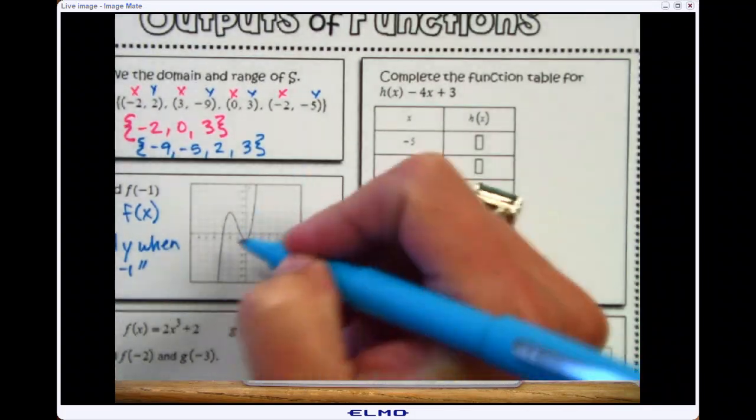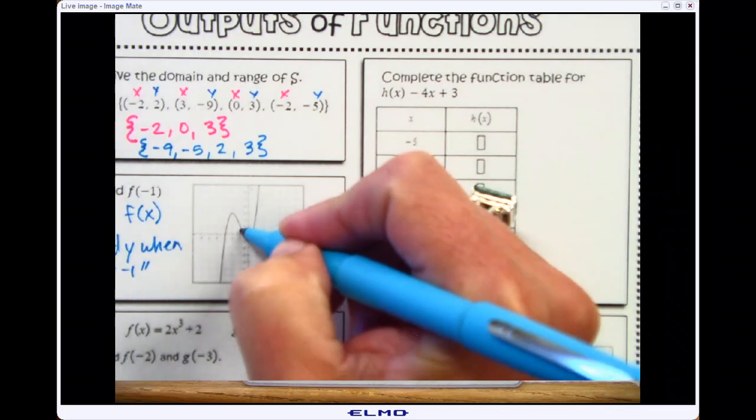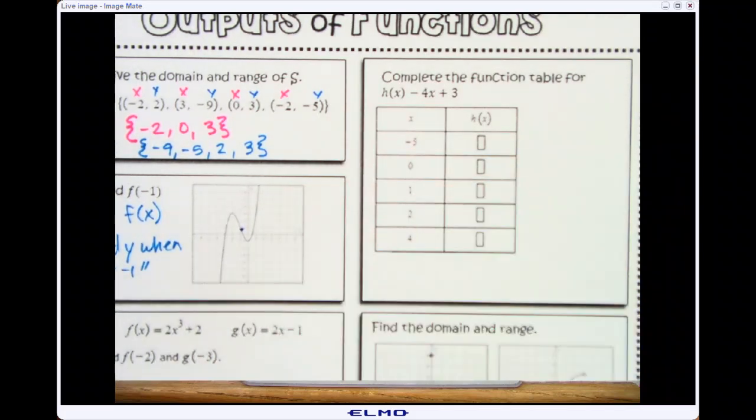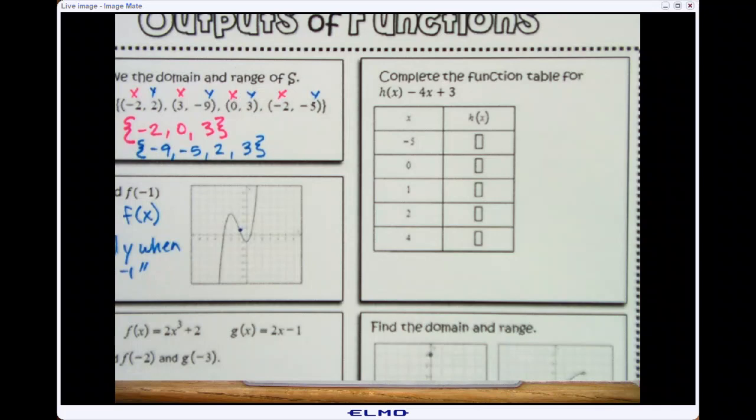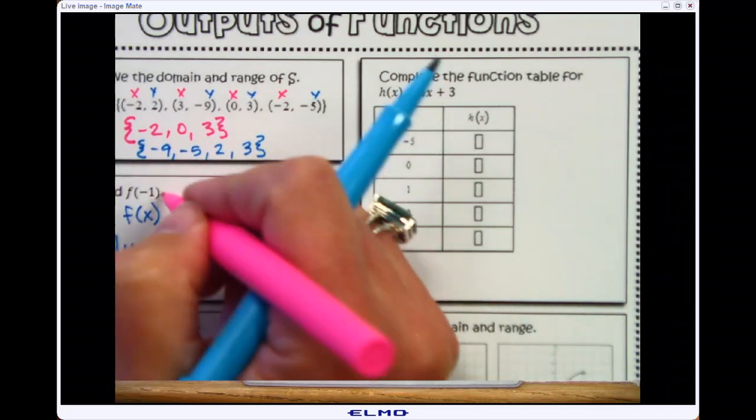And so then if I go up until I touch my function, don't I touch the function right there? Right? Don't I touch the curve right there? Yeah. So what's the y value right there? -1. It's up the axis, so it would be a positive 1.